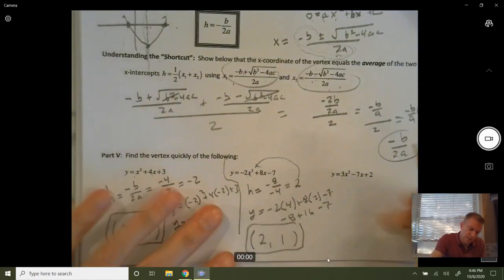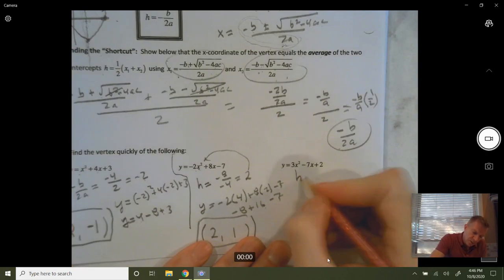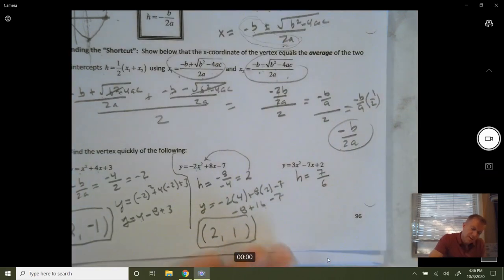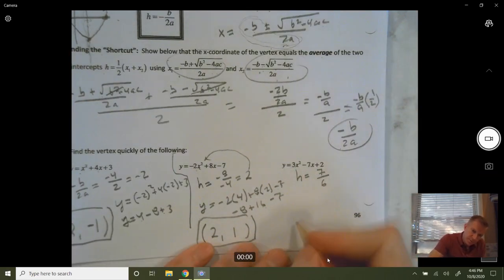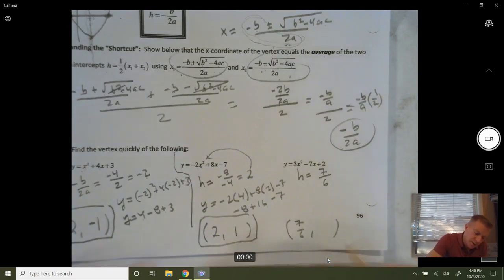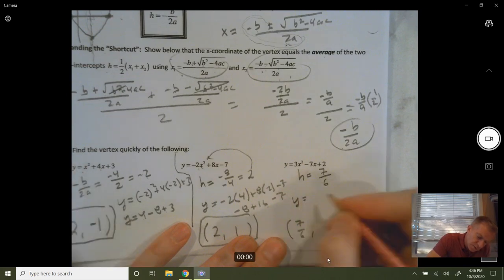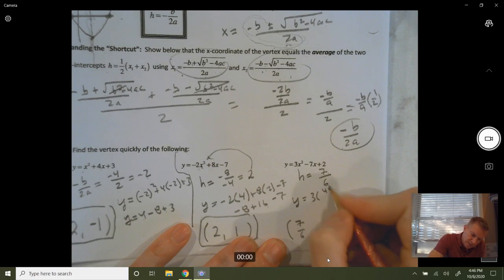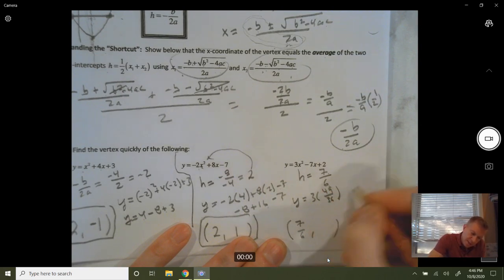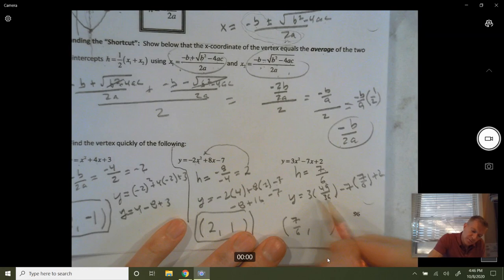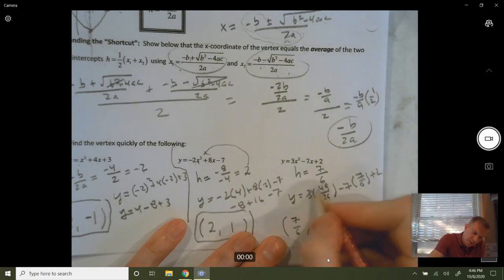Okay, let's do one last one. H, or the x coordinate of my vertex, is opposite b, 7 over 2 times a, 6. Okay, so my vertex is 7 over 6. Oh, this one might get messy. Okay, so we've got the y value, which equals 3 times this thing squared, so 49 over 36, minus 7 times 7 over 6, plus 2. Okay, so this we can reduce. The 4 and the 36 reduces to 1 and 12.